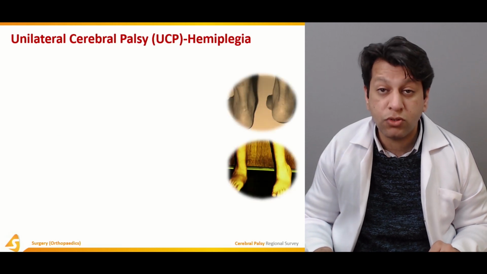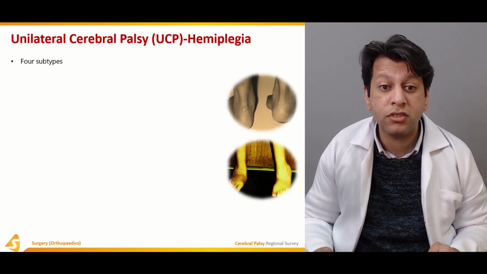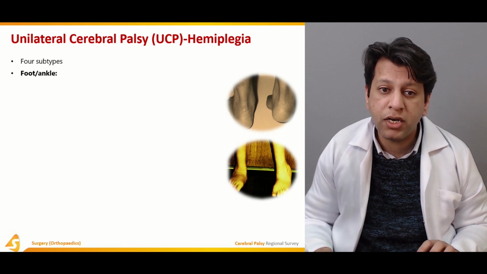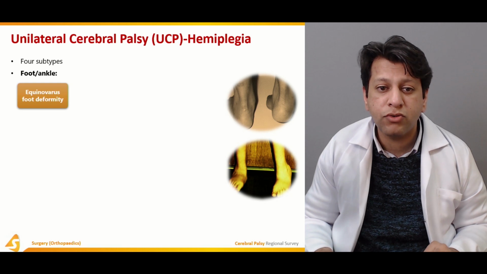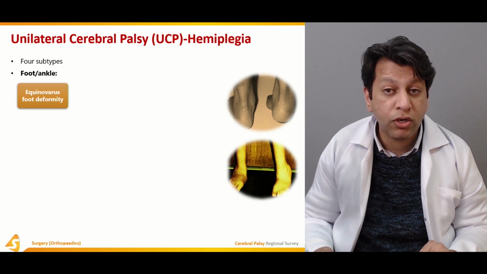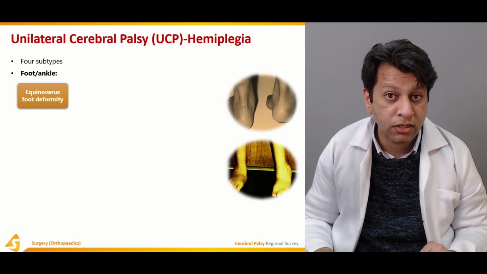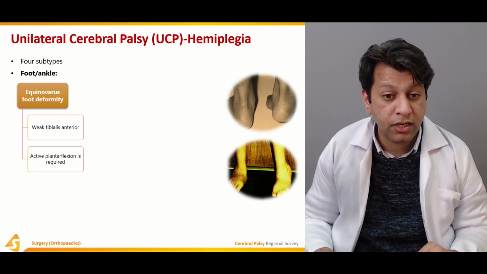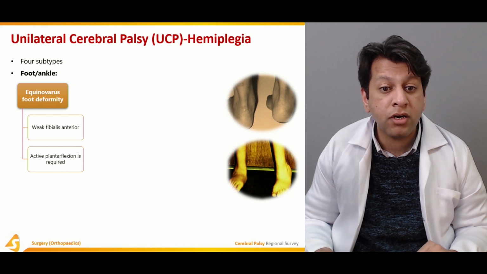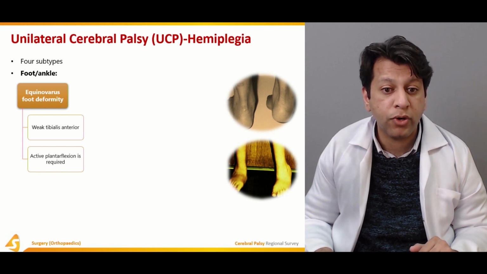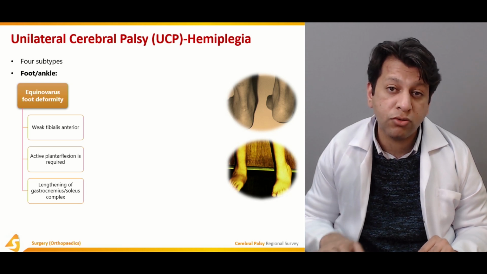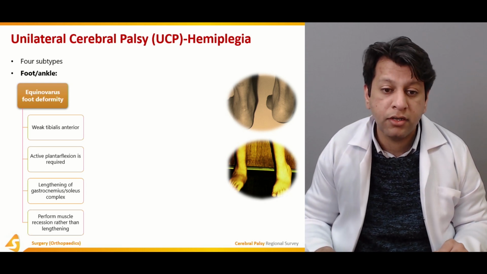So in case it's a unilateral cerebral palsy, we have its 4 subtypes, depending upon what kind of abnormality it is in the foot and ankle. In the foot and ankle, usually it's equinovarus deformity, where the foot is in equinus and in varus. There is an associated weak tibialis anterior. Active plantar flexion is actually required, and lengthening of the gastrosoleus complex may be needed as well so that the equinus can be corrected.